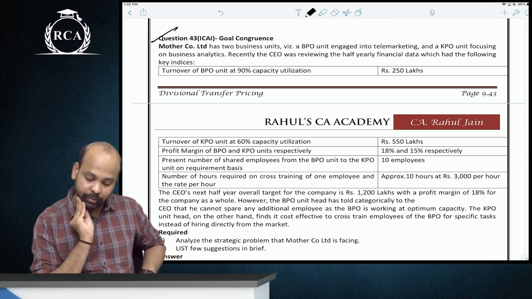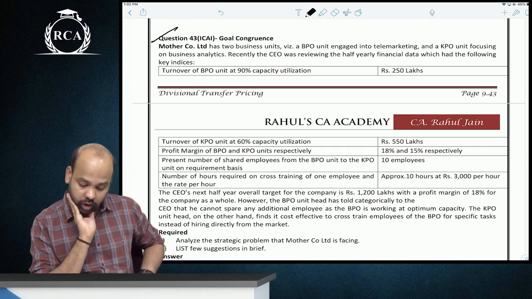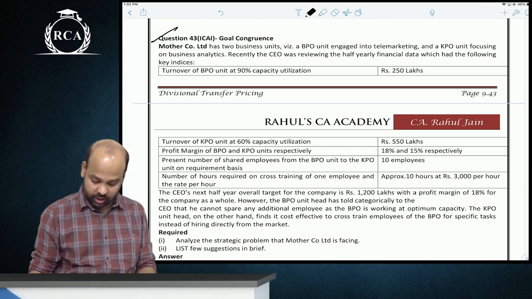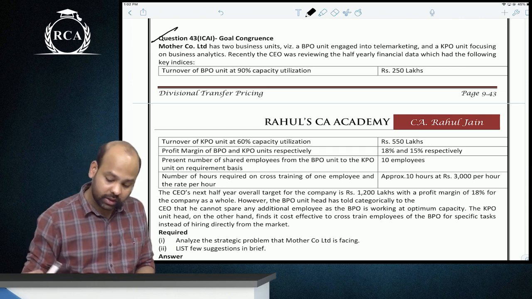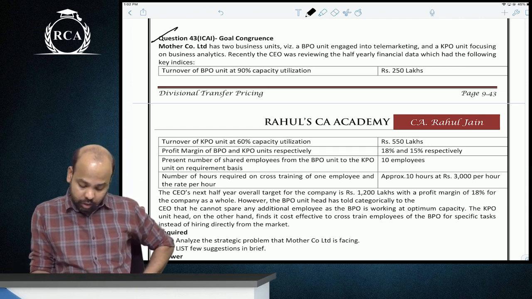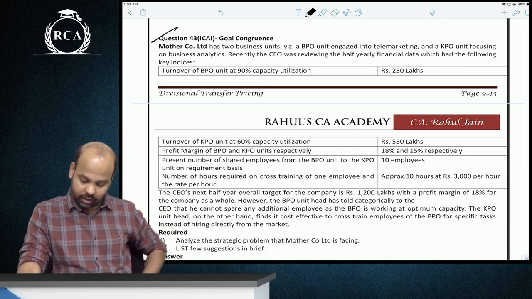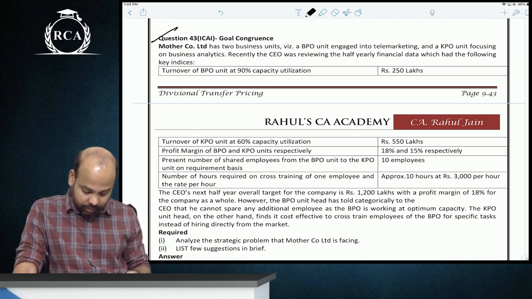Present number of shared employees from BPO unit to the KPO unit on requirement basis are 10 employees. So there were 10 people who got transferred from BPO to KPO. The number of hours required on cross training of one employee and the rate per hour is approximately 10 hours and 3000 per hour.